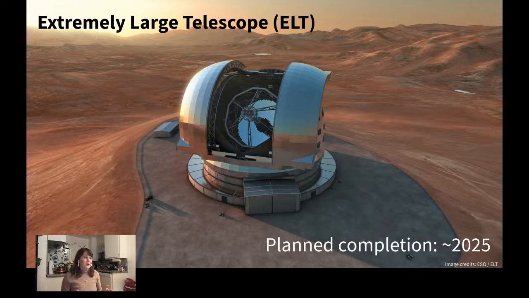There's the Extremely Large Telescope, which is essentially the European version of TMT. It's run by the European Southern Observatory and will be located in Chile in the Atacama Desert, where a lot of these other really famous telescopes are. Its planned completion is 2025, so that would be very, very exciting.